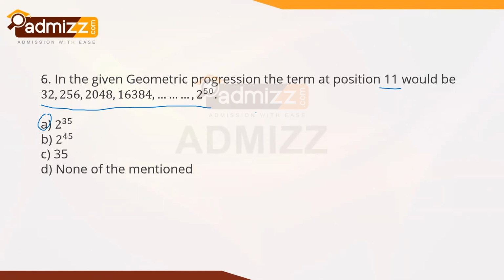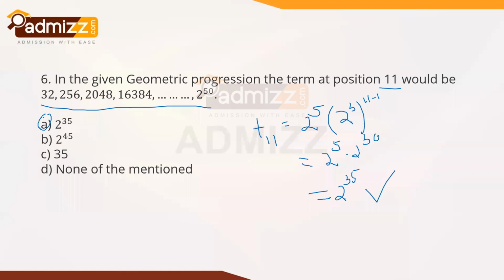All we have to do is use a formula. T11 is equal to a, which is 2 to the power of 5, times the common ratio, which is 2 to the power of 3, the same as the previous problem, to the power 11 minus 1, right? Because it's n minus 1. So this is 2 to the power 5 times 2 to the power 30, which is equal to 2 to the power 35. This is the correct answer, option number E. Is everyone clear on this?